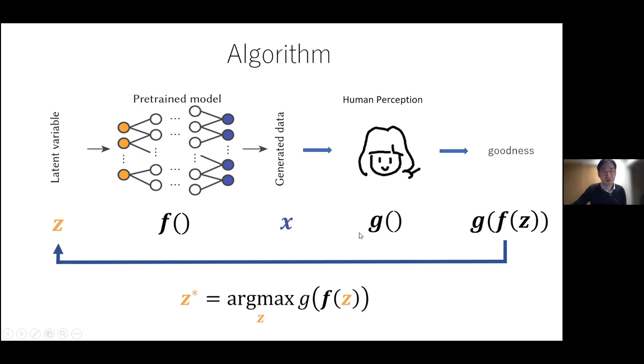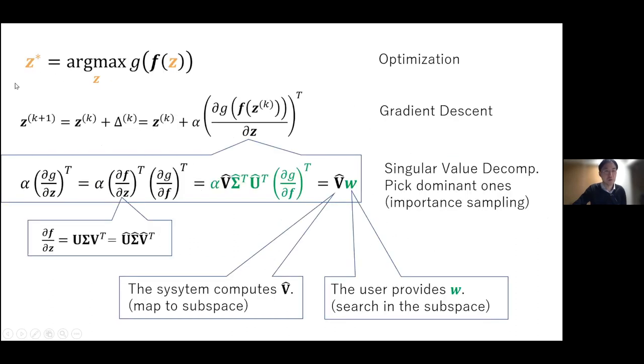The problem is that G is, you know, a black box. We don't know anything about it. However, we know this one, F. This is, in a sense, a white box. We can differentiate it. So that's the idea. So this is what we want to do. We want to optimize this function, and we use basic gradient descent. So we want to take a gradient. Then the gradient looks like this, right? So we take the derivative, the gradient, of this function.